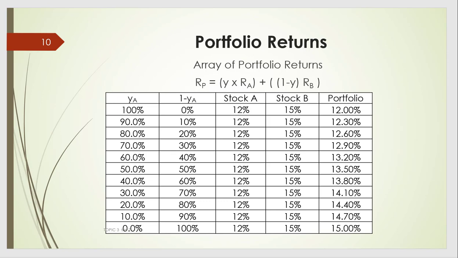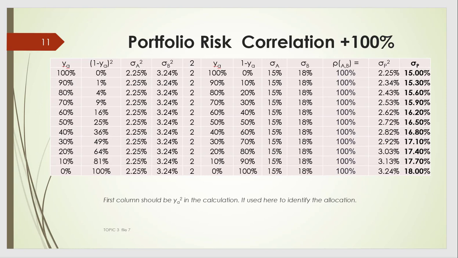Now I'm going to look at the risk using an Excel spreadsheet. So I've laid out the formulas. You can see the very beginning is allocation A, allocation in B. Notice I left the allocation A not squared because I want to be able to identify what the combination is. The next column is variance of A, variance of B, 2, etc., etc. Now look at the third column from the right. That's correlation. So I'm doing all these on the assumption the correlation is 100%.